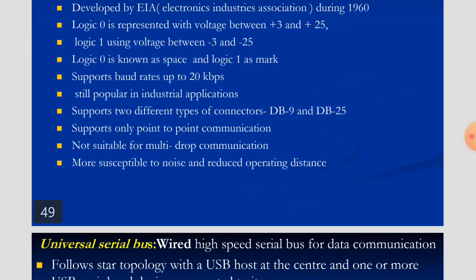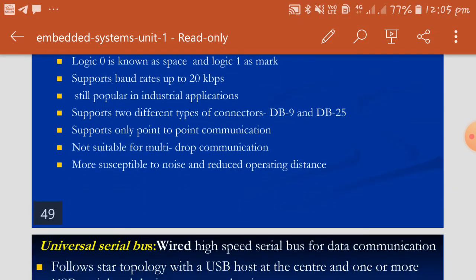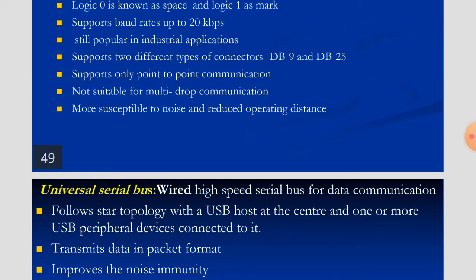It supports different baud rates up to 20 kbps. Still, these are popular in industry applications. In most industry applications they are using RS-232 cables. Here it supports different types of connectors, DB9 and DB25, which refer to pin numbers. If you are using 9 pins of RS-232, it is known as DB9. If you are using 25 pins of RS-232, it is known as DB25. It supports point-to-point communications. It is mainly not suitable for multi-drop communications.